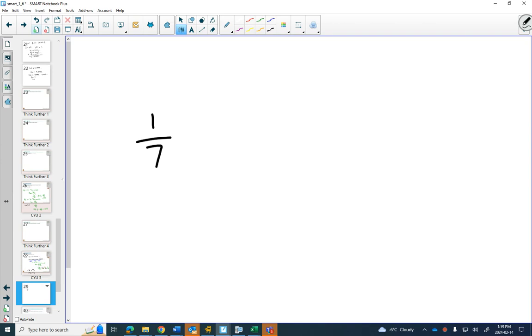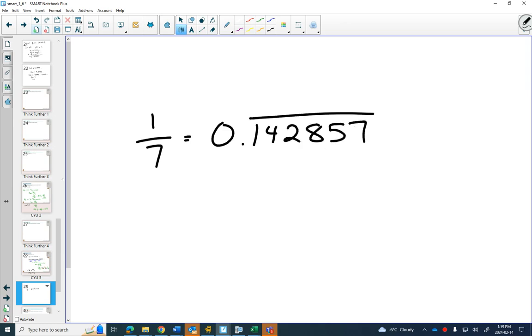1/7 is 0.142857 repeated forever. Those 6 numbers get repeated forever, which is really cool. And it's actually not too hard to memorize. Because if you take 7 and double it, you get 14. If you take 14 and double it, you get 28. If you take 28 and double it and make a little mistake, you get 57. It works out so nicely that way.